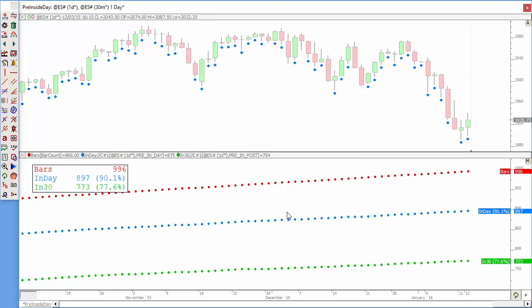I'll share this chart definition. You can adjust the symbol in the chart. You can adjust the view period if you want to look at more days or fewer days, maybe you just want to look at the last year.